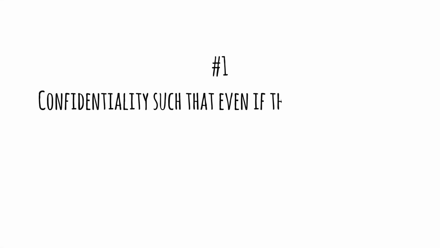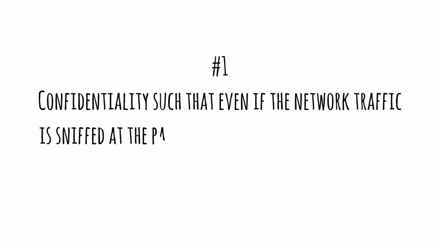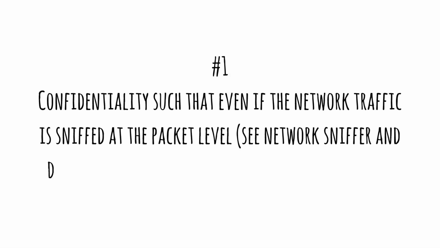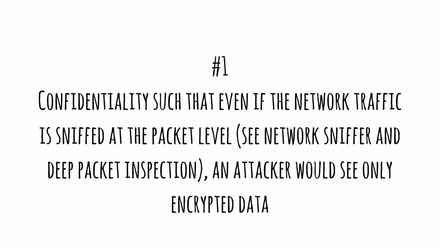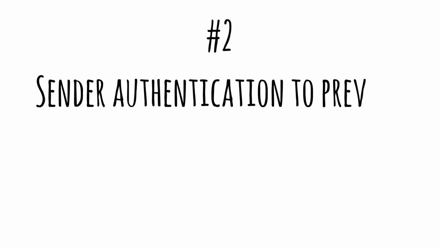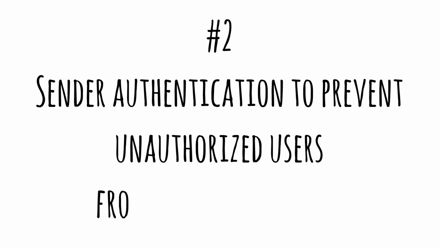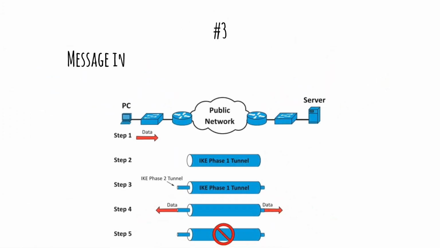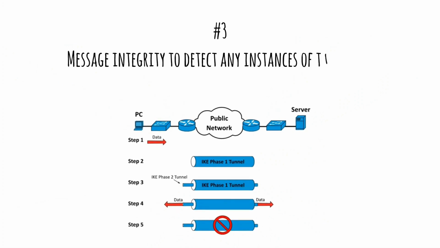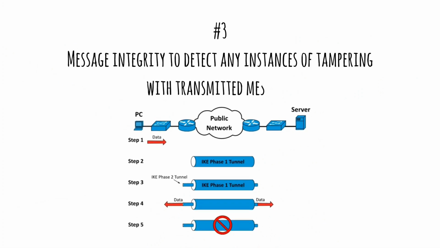The VPN security model provides: Number 1, confidentiality, such that even if the network traffic is sniffed at the packet level, an attacker would see only encrypted data. Number 2, sender authentication, to prevent unauthorized users from accessing the VPN. Number 3, message integrity, to detect any instances of tampering with transmitted messages.